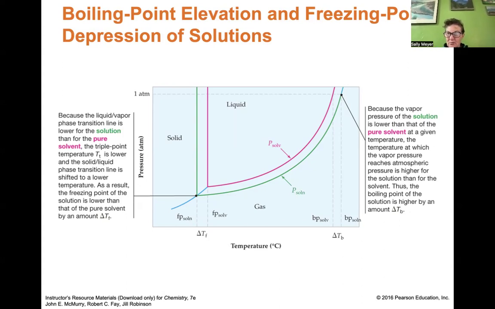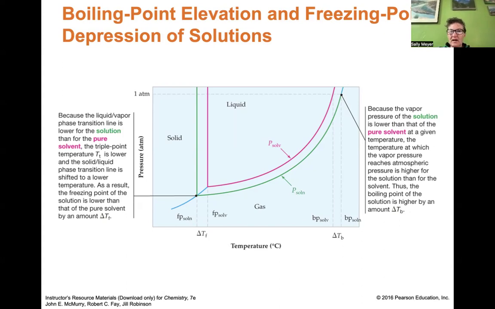So let's start out with the boiling point elevation. So if the vapor pressure is lower above a solution, then the green line is below the pink line for a solution, and the pink line is the pressure of a solvent. And so at 1 atmosphere, the point at which you cross the line is going to be at a higher temperature. So the change in boiling point is always going to be bigger if you have a solution versus a solvent. So this is simply based on the fact that the vapor pressure goes down.